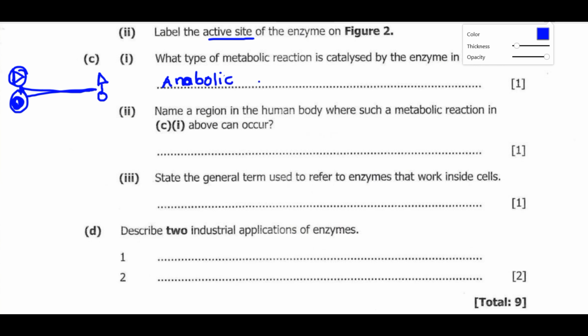So it's an anabolic reaction. If you have something that is combined, then after a certain reaction it breaks into, let's say, 2 products, then this would have been catabolic. So catabolic is breaking down, anabolic is building up. Now, name a region in the human body where such a metabolic reaction in C1 above can occur. So, from the human body, where would we expect to have the process of anabolism? Number 1, liver and kidneys.